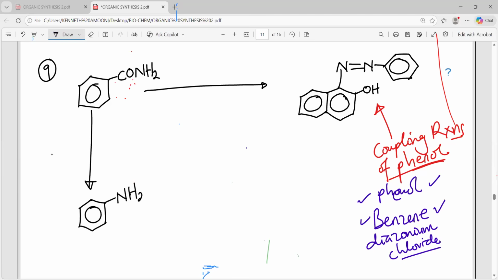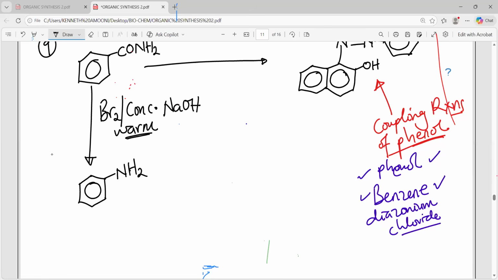But you see that the conversion of that amide to aminobenzene is reducing the number of carbon atoms. Because the number of carbon atoms has reduced, the reaction we are using is called Hofmann's degradation of amides. So you use bromine in the presence of concentrated sodium hydroxide, and then you warm, you do not heat, you have to warm.